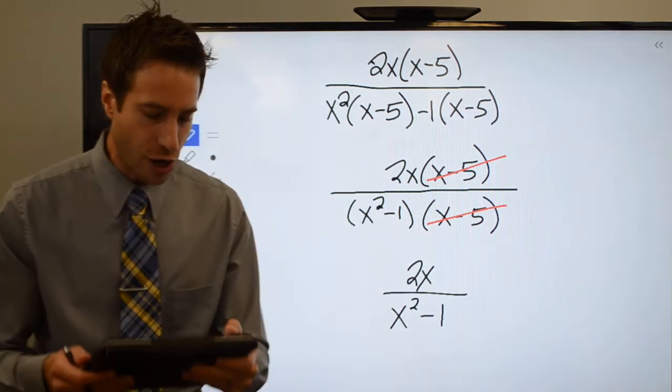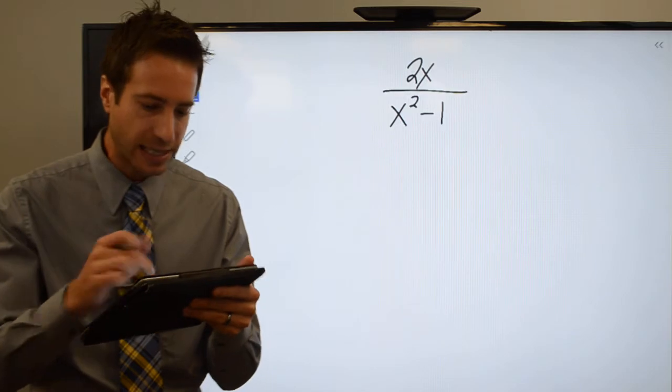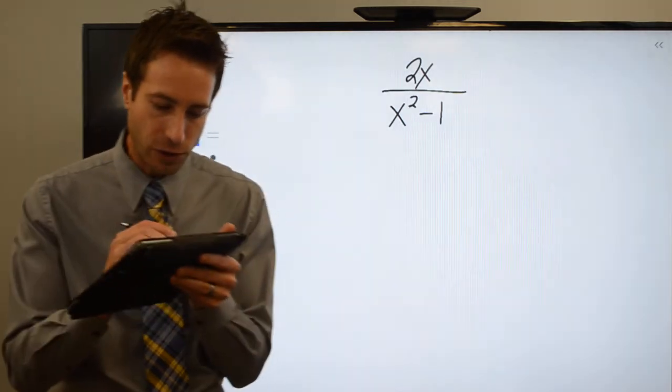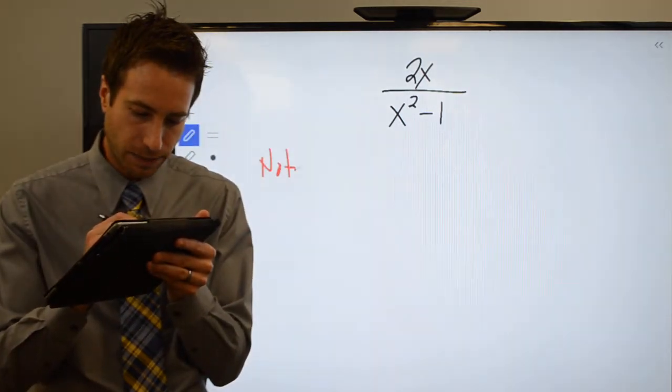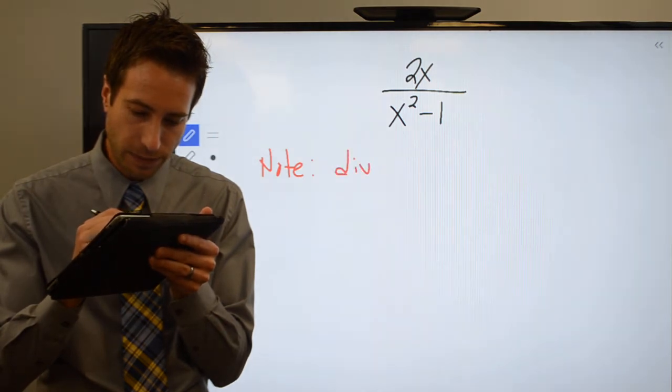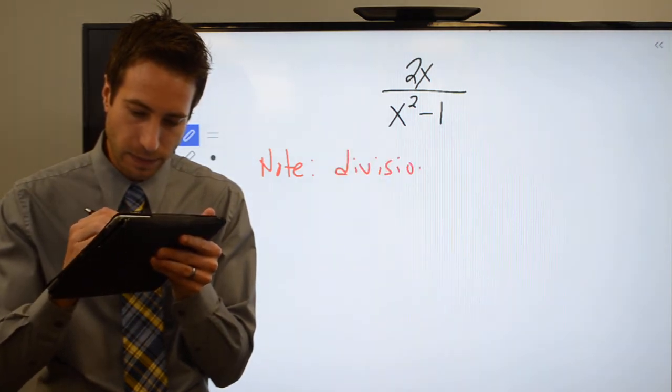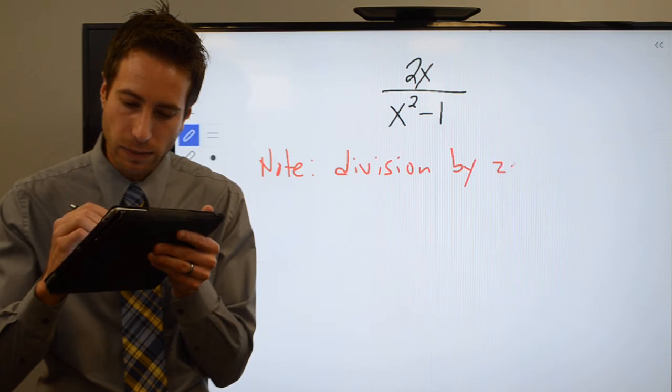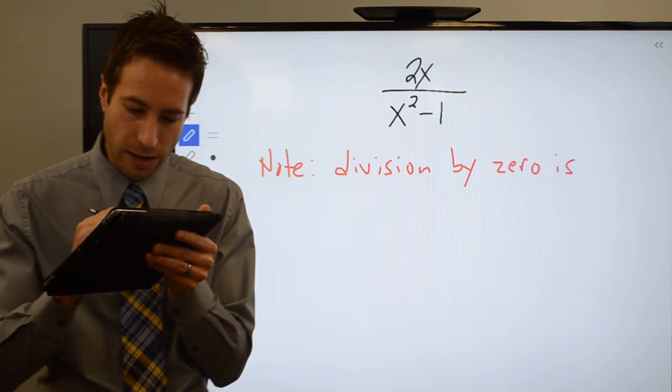So, a couple of quick notes here about my simplified form. First note is this. Division by 0 is undefined.